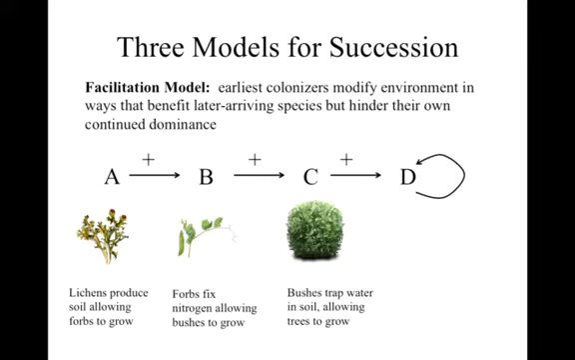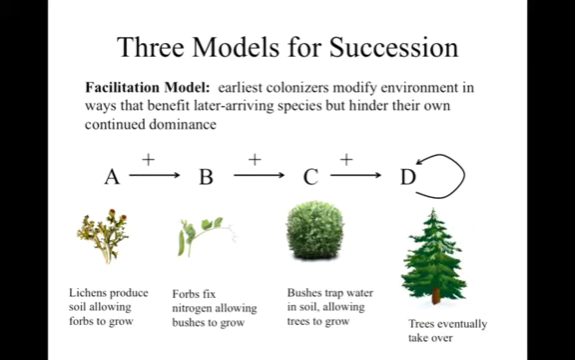All of that nitrogen now allows a new species to come in and wipe out the forbs. In this case, bushes can come in because there's enough nitrogen in the soil, because of the forbs, that the bushes can grow. The soil's still kind of bad because it's dry and doesn't hold water, and that makes it hard for trees to grow. But when the bushes come in, they trap the water in the soil, and that allows the trees to come in. Eventually the trees take over and wipe out the others, or at least reduce the abundance of the others.